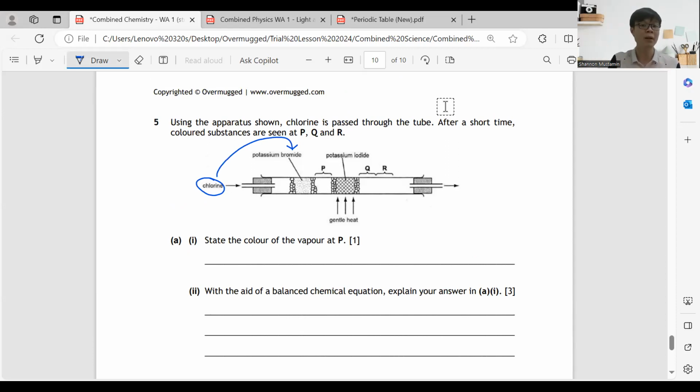So bromine came out. What's the color of bromine gas? What do you think? Reddish brown. Why do you see a reddish brown vapor? Using a chemical equation, explain your answer. Remember, group 17 elements are always diatomic. So write Cl2. Potassium bromide, this is K plus and Br minus. Ionic compound. So the formula of potassium bromide is KBr.